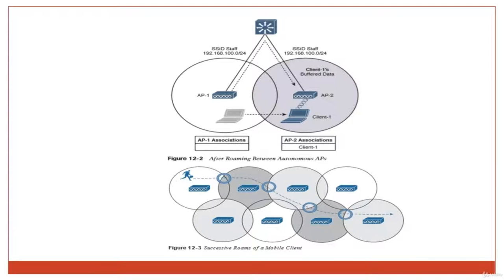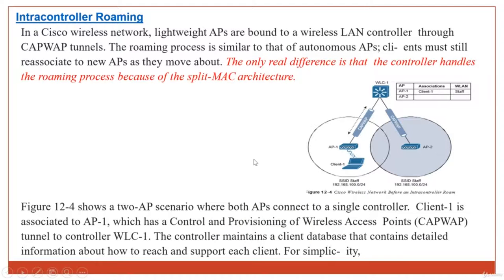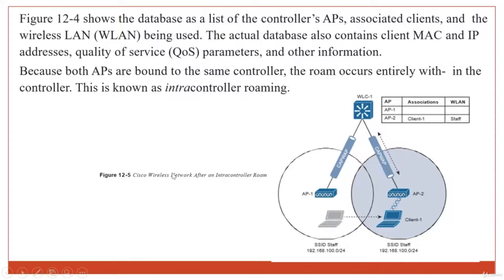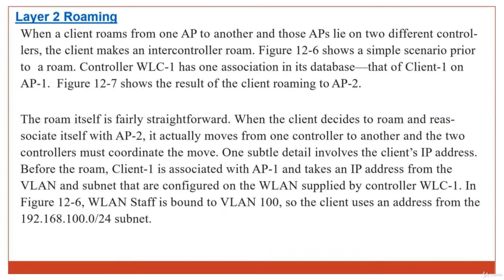In case of a split MAC architecture, what will happen? Let's try to understand that. We know that in a split MAC architecture, the APs form the CAPWAP tunnel with the WLC. And in that case, if a client wants to roam, there are two options. First, the roaming can be layer 2. Second, the roaming can be layer 3. So what will be the difference between them? There may be chances that I don't have only one WLC. We may have multiple WLCs connected with the wired network. So let's try to understand layer 2 roaming.